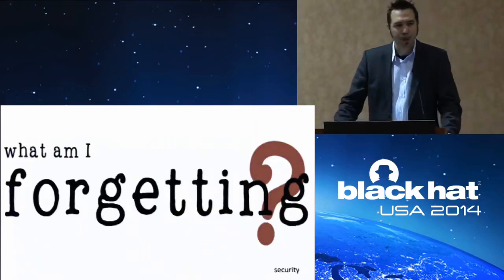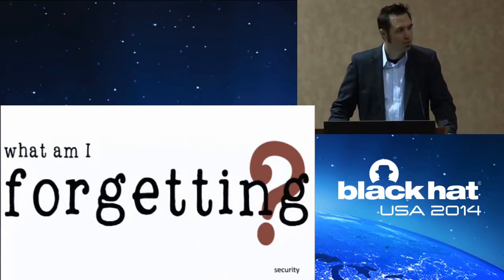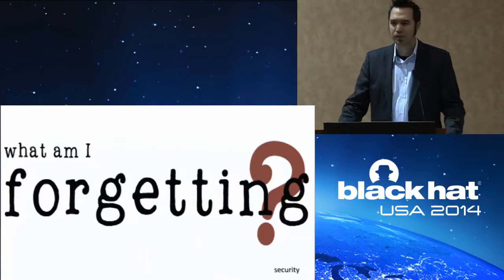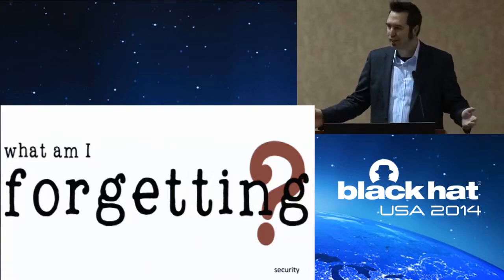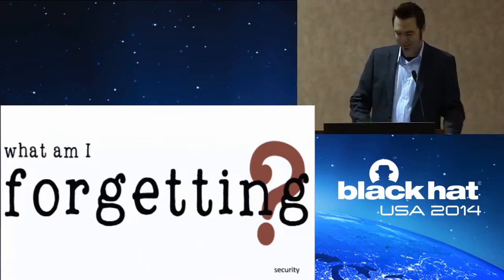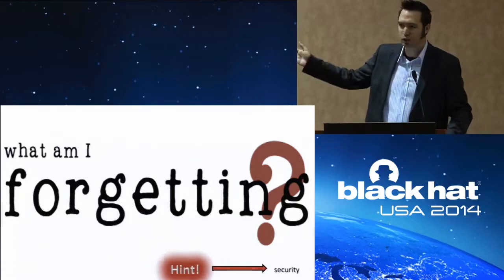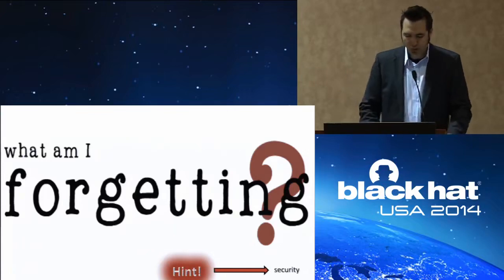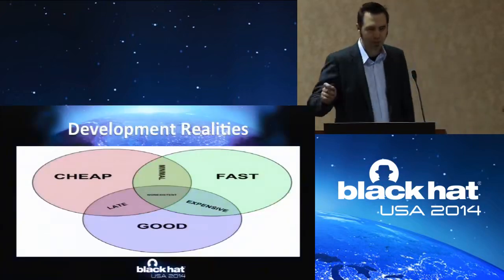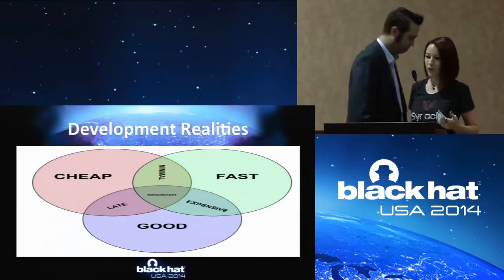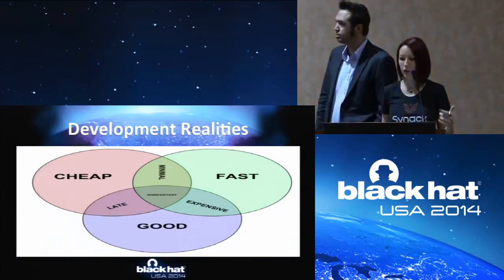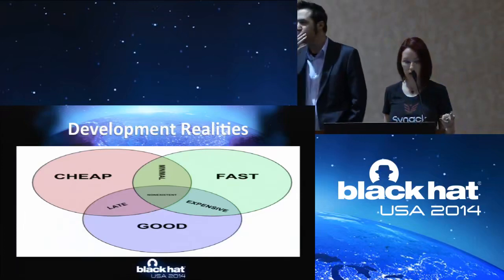Typically what ends up happening is organizations focus on new products and new features, and there's always something they're forgetting. Here's a little hint: security is always sort of forgotten. It's getting to market faster, more features, et cetera. I want to talk a little more about this better, faster, cheaper. There's a concept in project management called the iron triangle. You can have it cheap, you can have it fast, you can have it good.